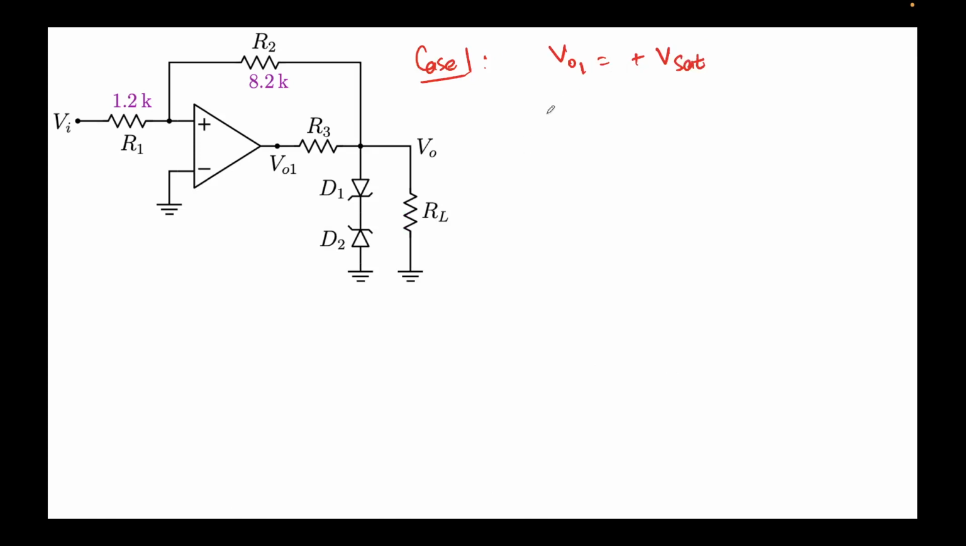V01 is equal to plus Vsat. Then Vout is equal to plus 10 volts. This is at plus 10. This is V plus. Now simply using the potentiometer, the potential divider over here, I'll try to find the value of this V plus.